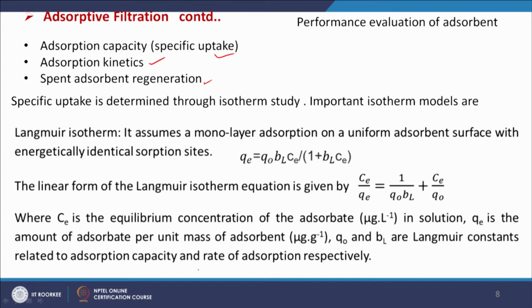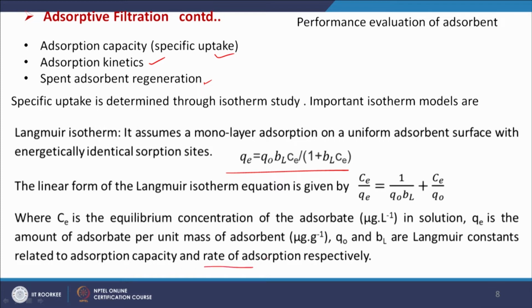The Langmuir isotherm assumes monolayer adsorption on a uniform adsorbent surface with energetically identical sorption sites, and this is the formula: Q = Q_m B_L C / (1 + B_L C), where C is the equilibrium concentration of the pollutant, Q is the specific uptake at equilibrium, Q_m is the maximum adsorption capacity or maximum specific uptake, and B_L is the Langmuir constant, which gives some idea about the rate of adsorption.